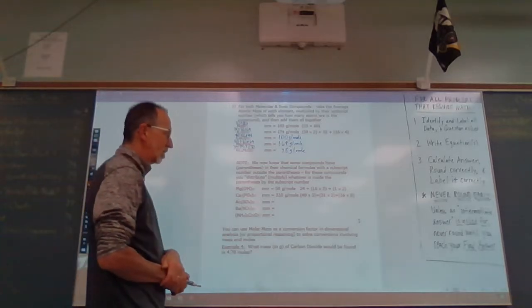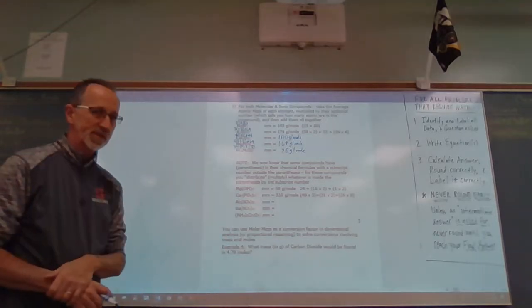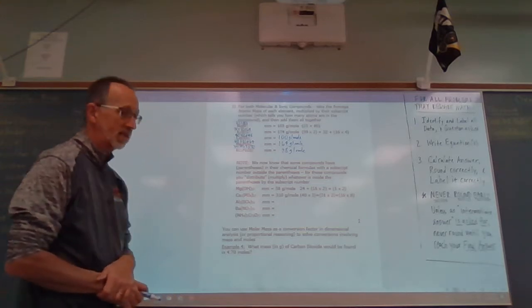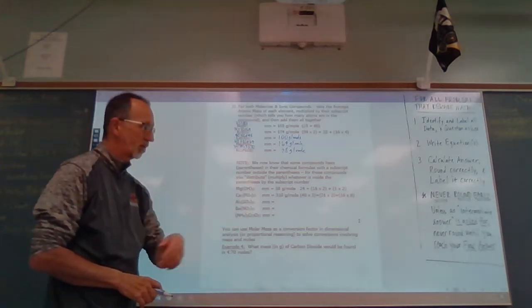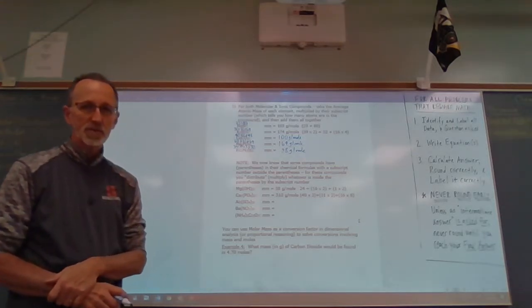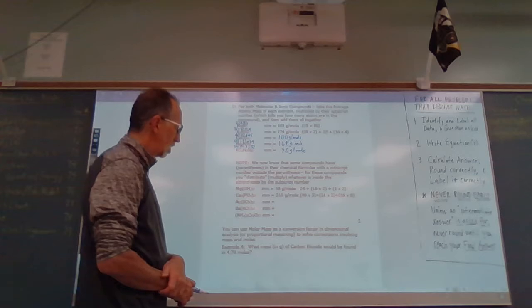Now we know that some compounds have parentheses in their formula with a subscript number outside the parentheses. For these compounds, make sure that you distribute or multiply whatever is inside the parentheses by that subscript number. All right, so let's look at some of those.